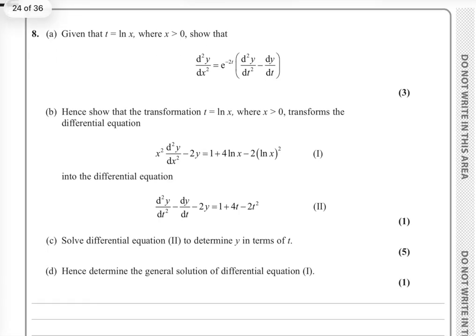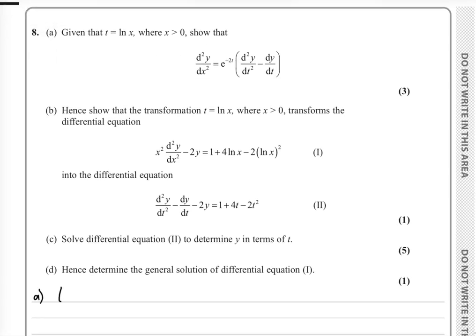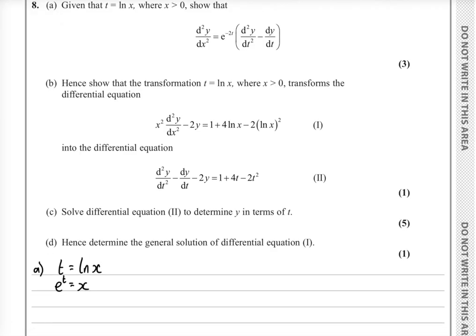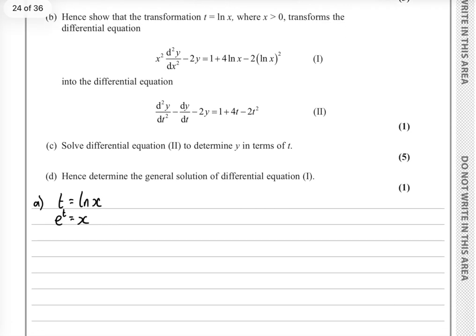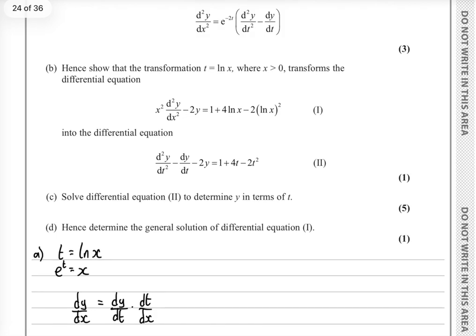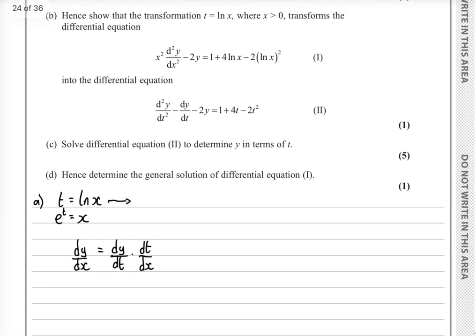Given that t equals log of x, I'm going to write that down, but I'm also immediately going to write down that e to the t is equal to x as well. Show that the second derivative is equal to that fairly horrible looking thing involving y's and t's. Well, we don't have any y's yet, so we're going to have to use the chain rule to write dy by dt, dt by dx. So we need dy by dt's, and we've got dy by dx's on the left hand side, and dt by dx is something that we can find from this one here.